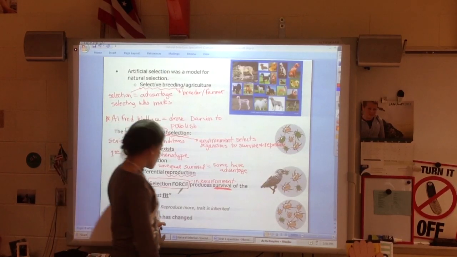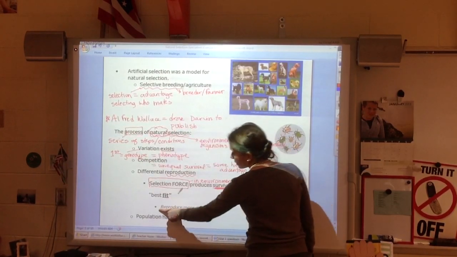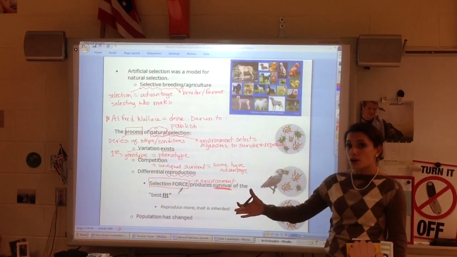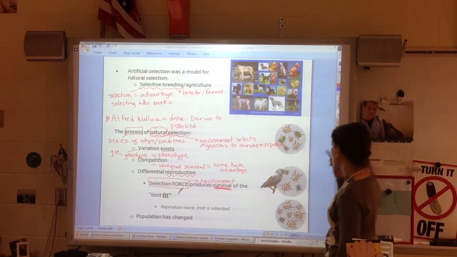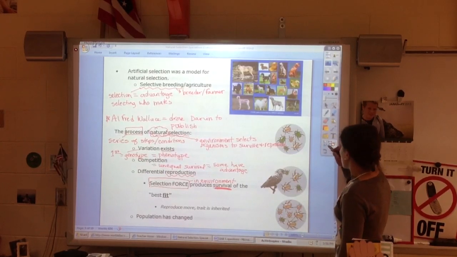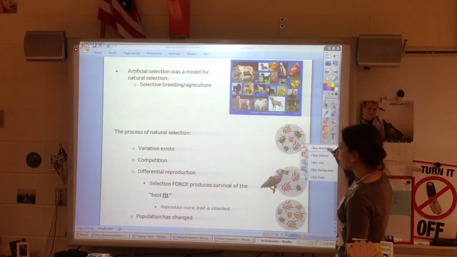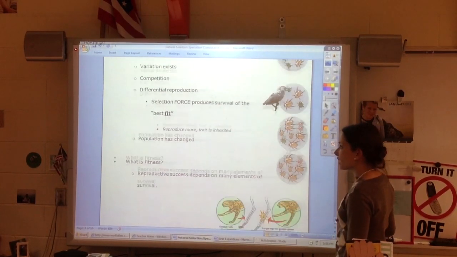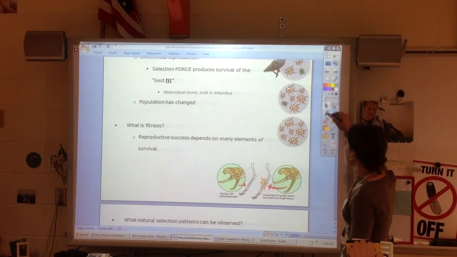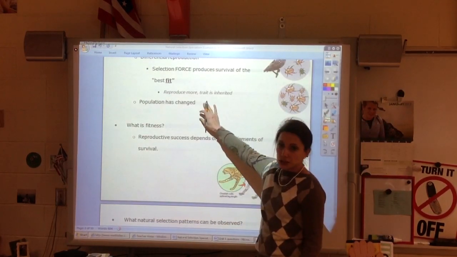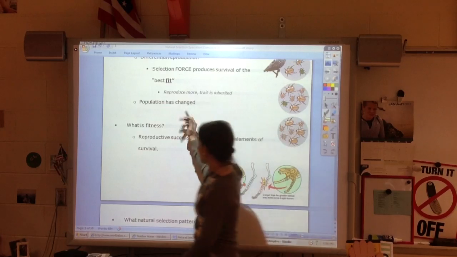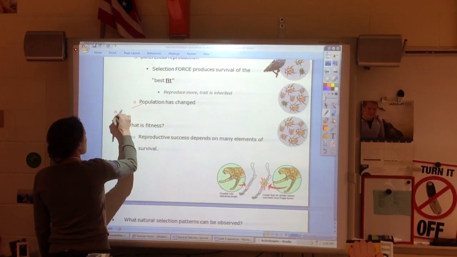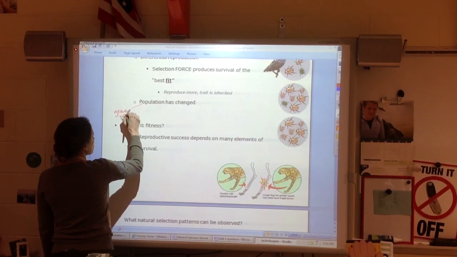The case study that you were looking at really connected to this idea that you have to reproduce more. That just surviving longer isn't really what matters. It's all about reproducing. So the last thing that we want to look at in terms of has natural selection, has evolution happened, is did the population actually change? And so when we look at has a population changed, really what we're looking at is the gene pool.